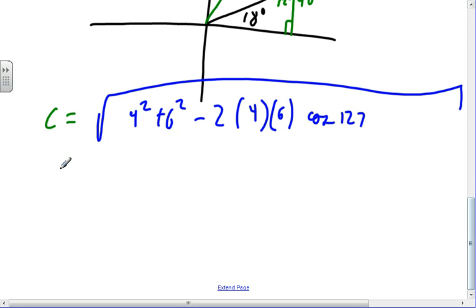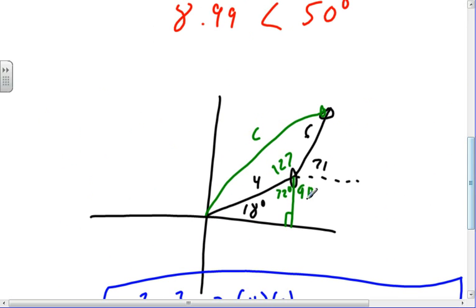And then when I get that number, what am I going to find out? 8.99 when I put that in my calculator. Now I've got to figure out what the angle is. So if this is 8.99, then I'd use the law of cosines and get this angle here. Can I get that angle there, A?